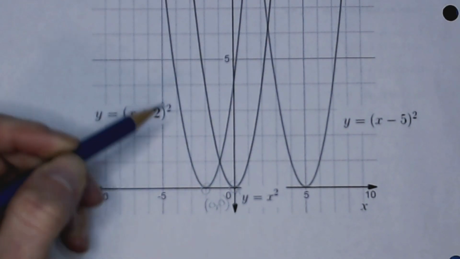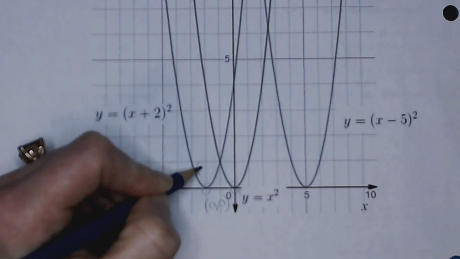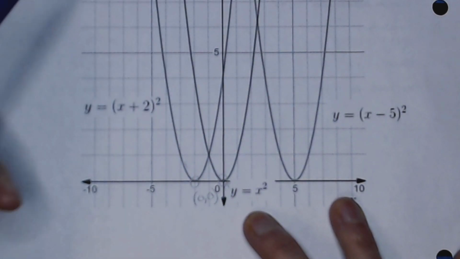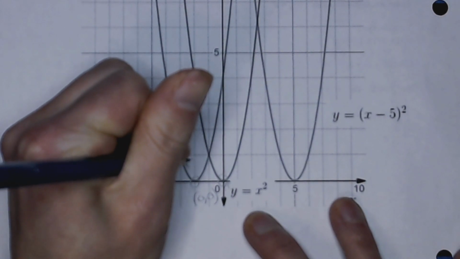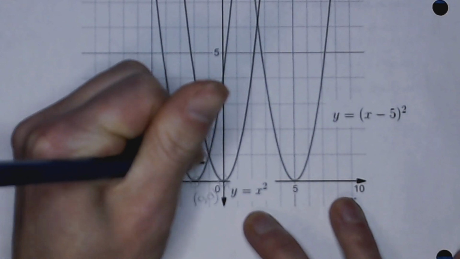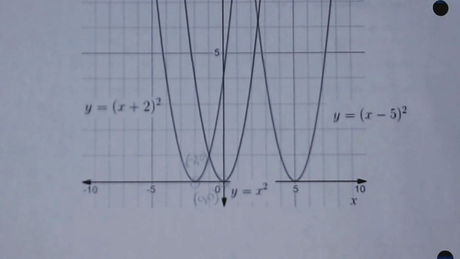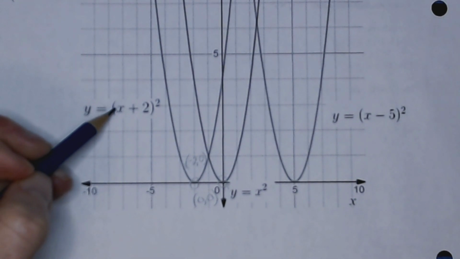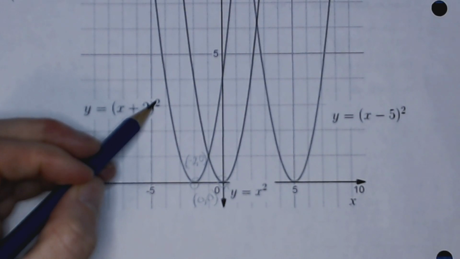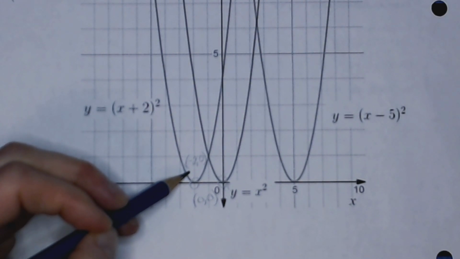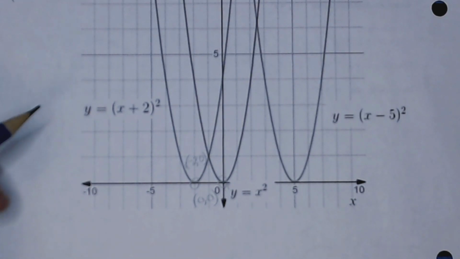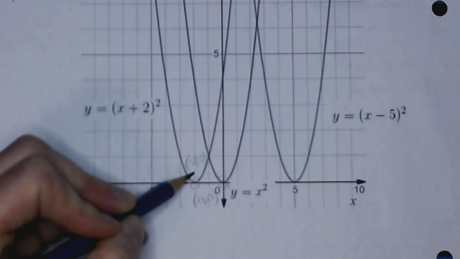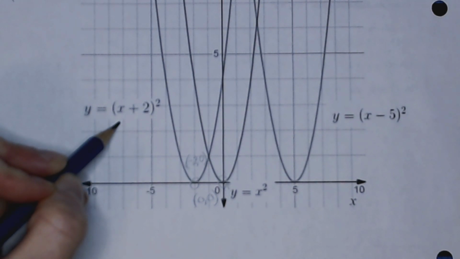Our new function is (-2, 0). And you might be saying to yourself, well, the function is y equals (x plus 2) squared. Why has it moved to (-2, 0)? And the reason why is because you have to remember that this -2 is the value of x.